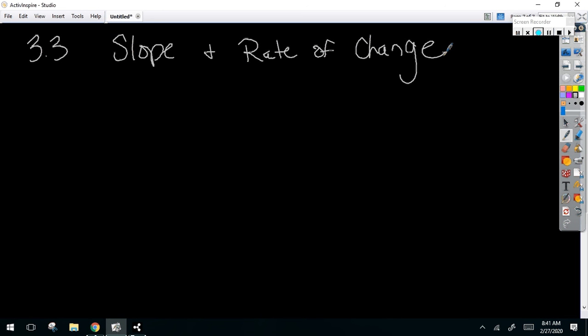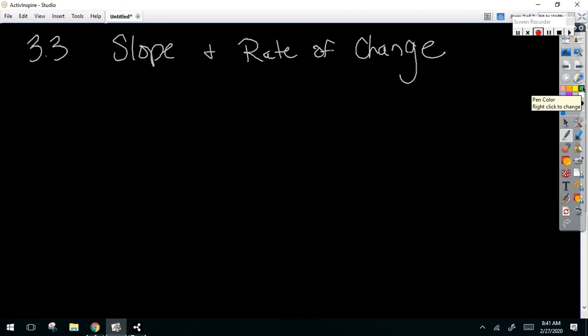Slope and rate of change. All right. Most of you are familiar with what this is. If you are not, that is A-okay because I'm going to tell you. We're still talking about graphs, coordinates, X and Y, and lines. This is another aspect of it.